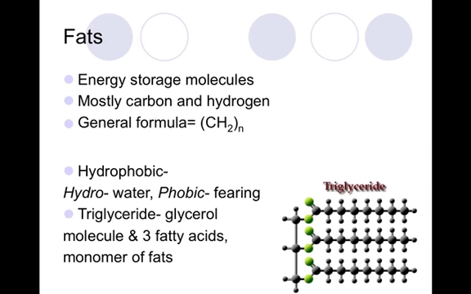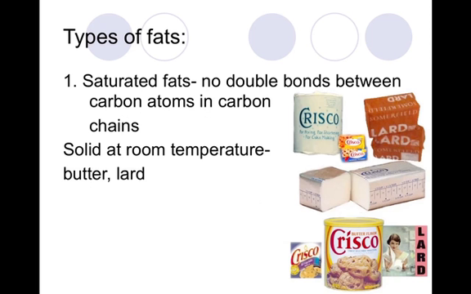Fats are energy storage molecules. They are made mostly of carbon and hydrogen, and you need to know that. You need to know that the monomer is the triglyceride, which is a glycerol molecule and three fatty acids. That's the monomer of fats. Fats are what we call hydrophobic, which means they fear water, so they want to be away from water. They repel water, which is important in terms of our cell membranes.